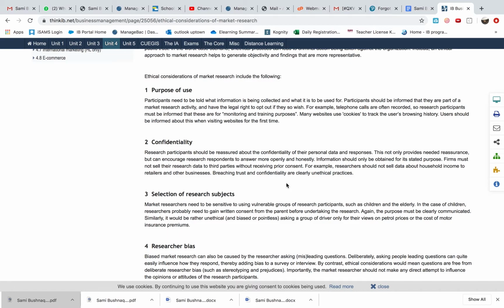Many websites use cookies, so they have to give a little disclaimer. Your cookies are being tracked, so they can track and see what kind of activity you do. Confidentiality.